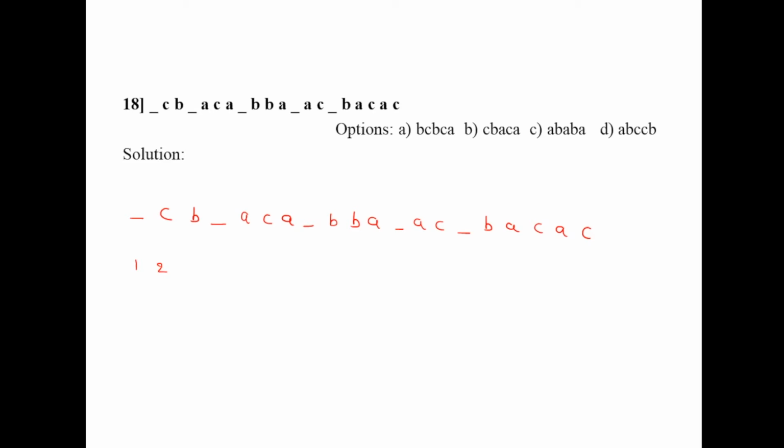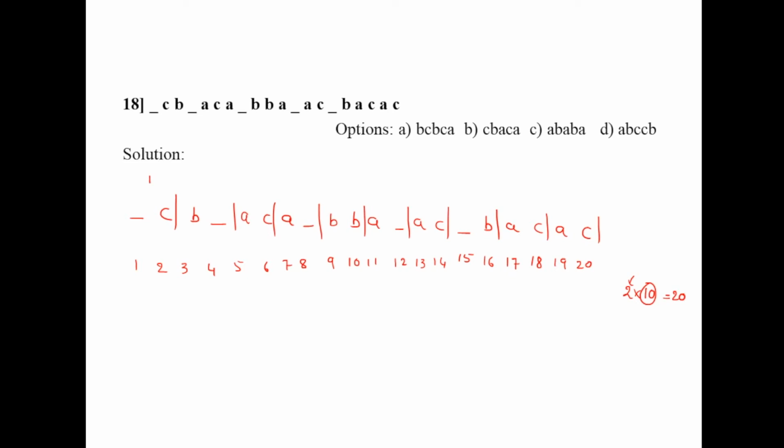First step is to count the numbers along with the blank areas. 5, 6, 7, 8, 9, 10, 11, 12, 13, 14, 15, 16, 17, 18, 19 and 20. Total is 20, so I will make 10 groups of 2 each. As the group number increases, the number of letters in each group decreases, which gives a clear idea of how the sequence is. Okay.